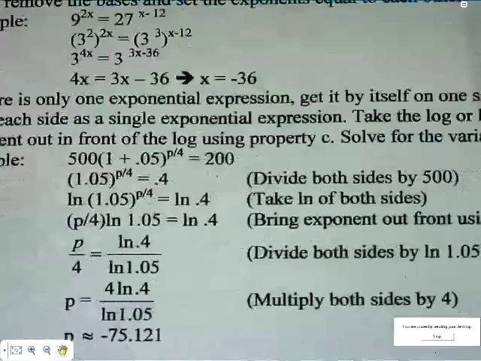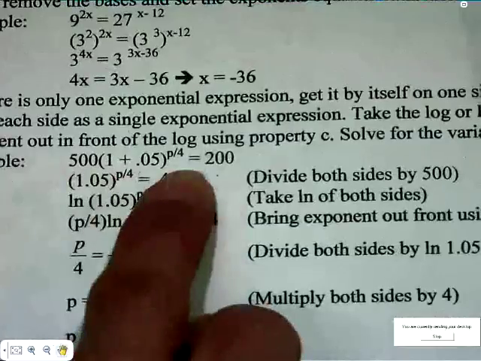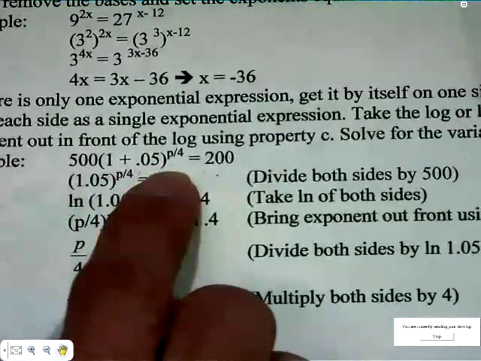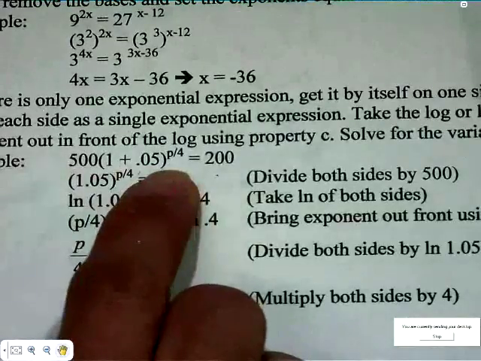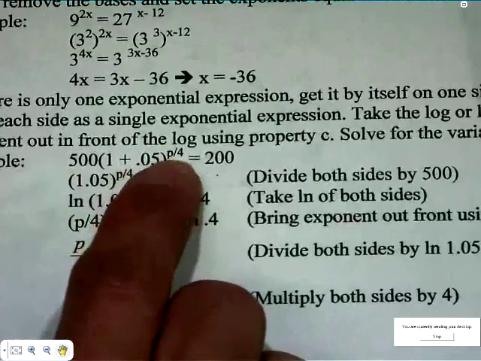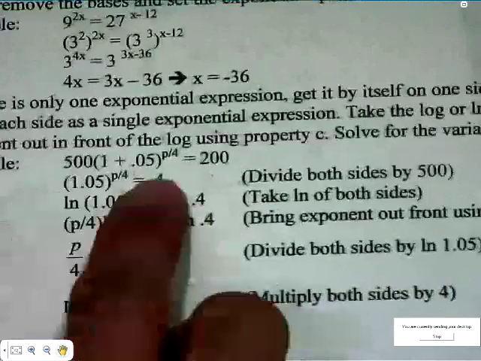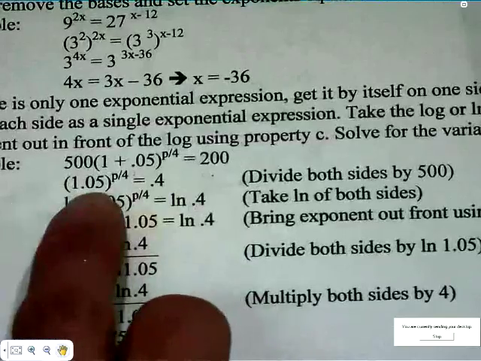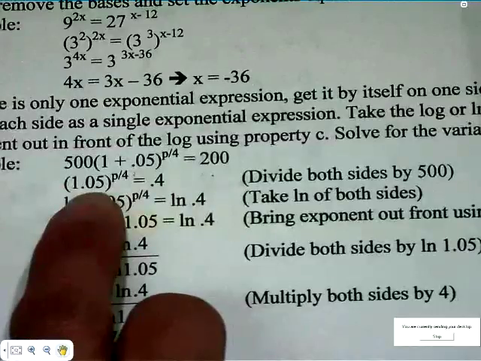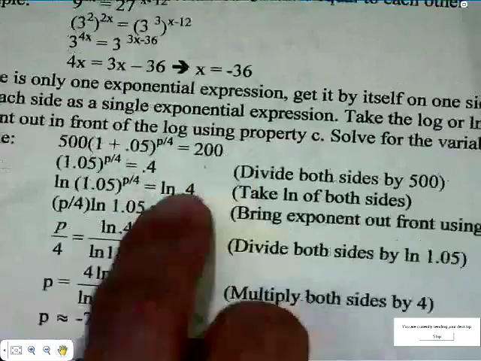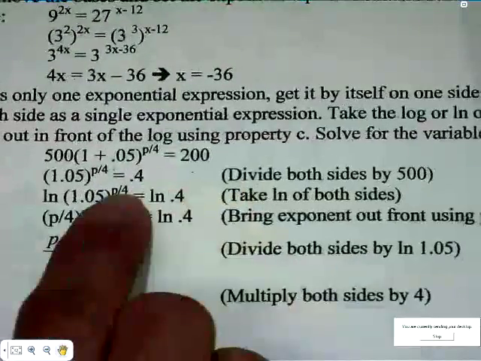Let's see. This expression, when we do word problems Monday, we're going to see this as a formula for compound interest. Here we're solving for P, whatever that stands for. Here's the original equation. I need the exponential expression by itself. Y'all have done this before, this step. You have divided both sides by, in this case, 500 to get the exponential expression by itself.